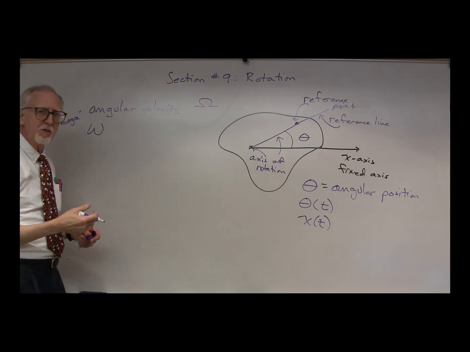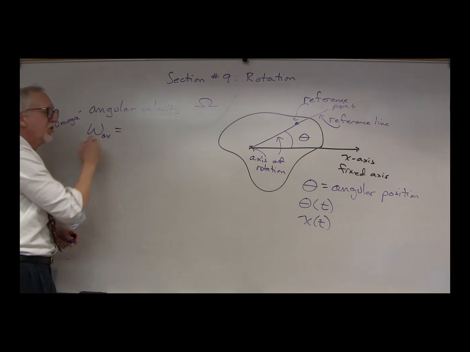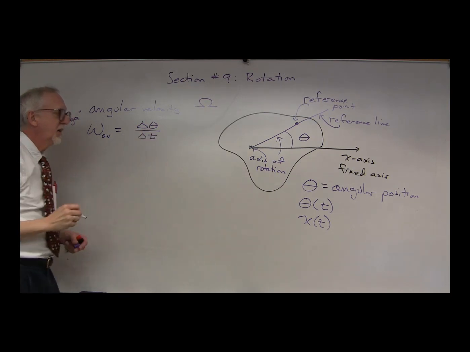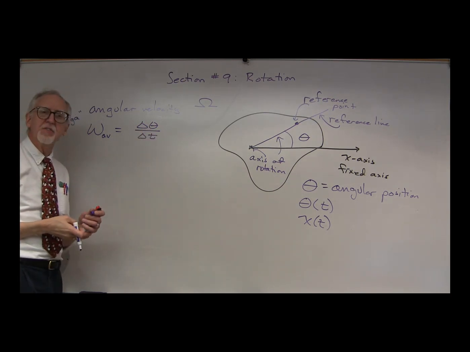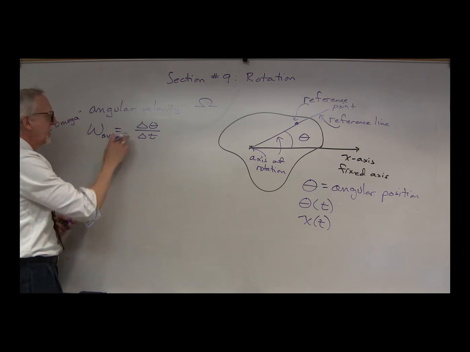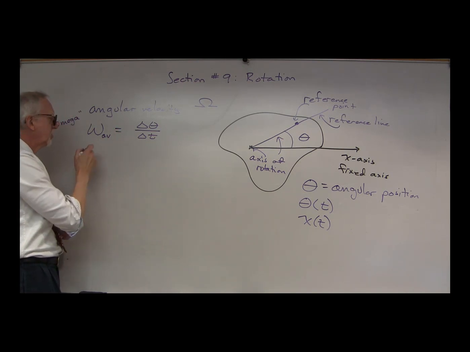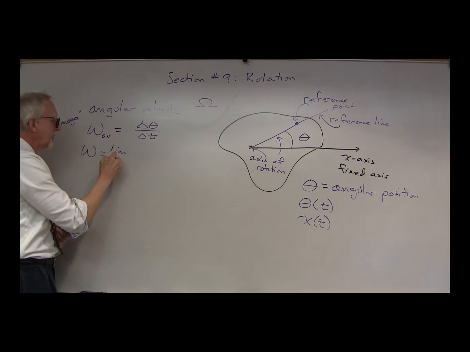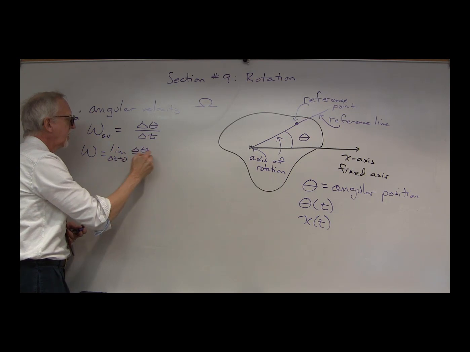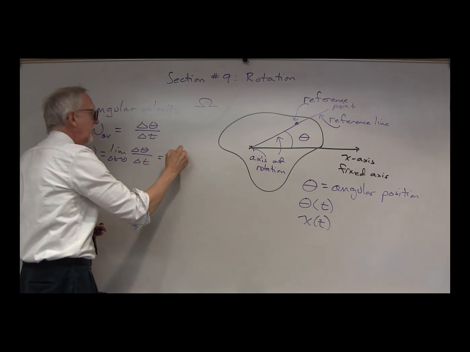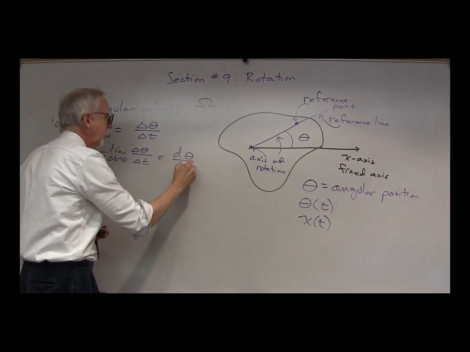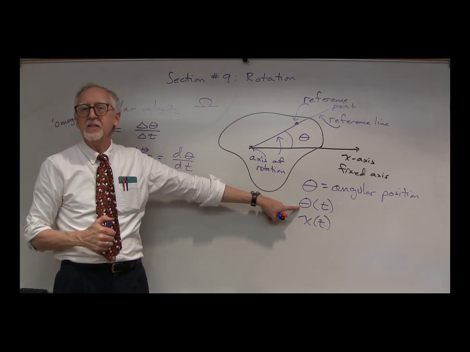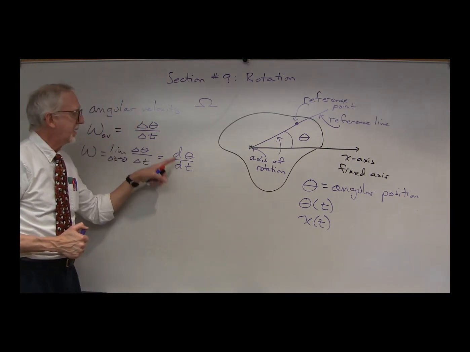And we can define angular velocity so that the average angular velocity is the change in theta over delta t. That gives us an average. If we want to define an instantaneous, we can take the limit of this as delta t goes to 0. So the instantaneous angular velocity will be the limit as delta t goes to 0 of delta theta over delta t. In other words, d theta dt.